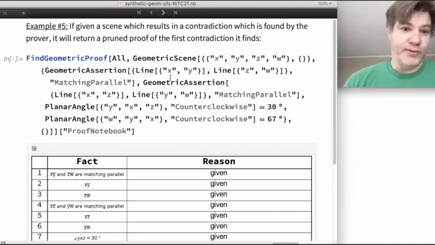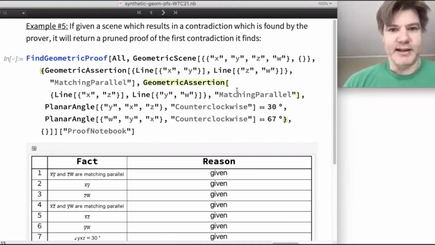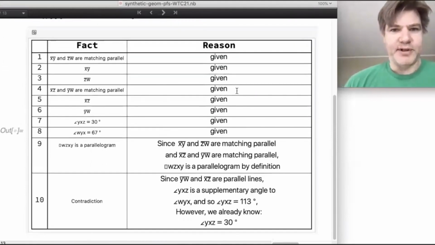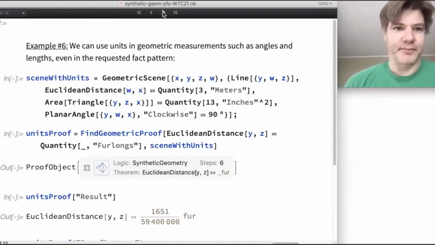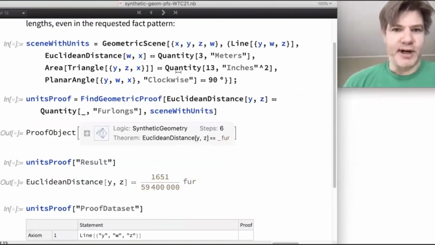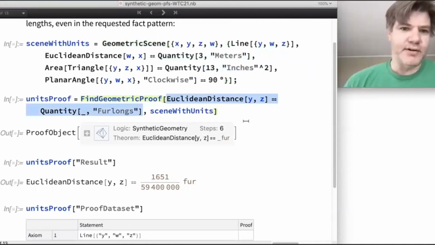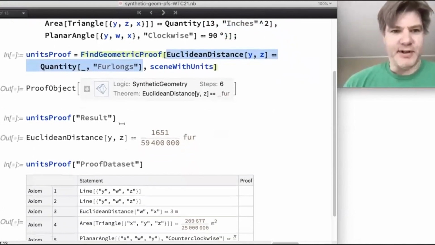You can also prove contradictions, as in this case where we have some angles which eventually contradict each other. And we can even put in all kinds of units. Here we have meters and we have inches squared, and we can even ask to prove a length in furlongs and use the result property to get the result in furlongs.